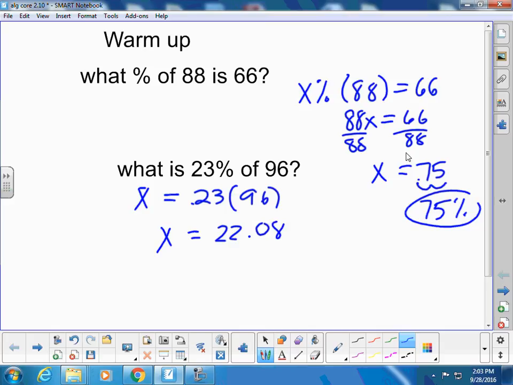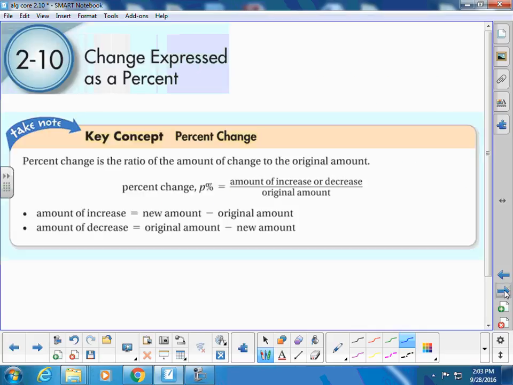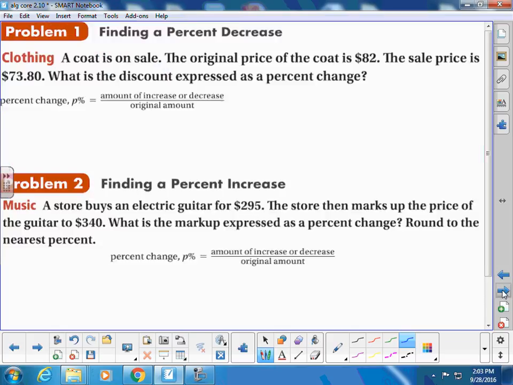So we're doing 2.10, which is change expressed as a percentage. And this equation is actually going to be on your test if you need it. Percent change is a ratio of the amount of change to the original. So how do we find percent change? Amount of increase or decrease divided by the original amount.